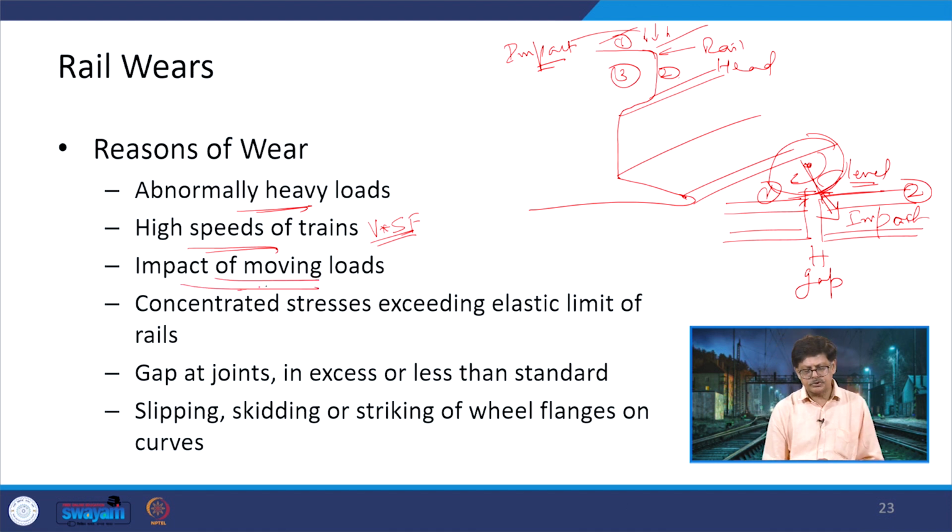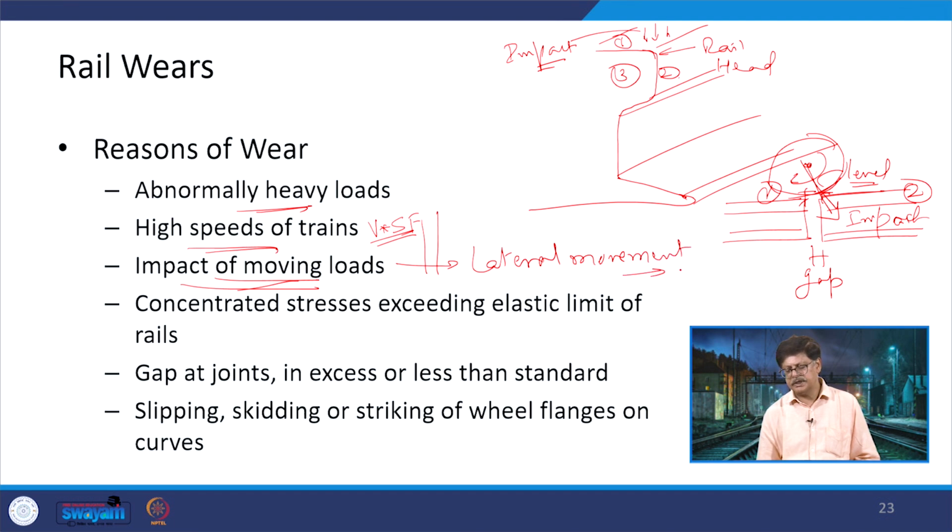Impact of the moving loads. So, this we have combined with the discussion with the high speeds. The moving loads we can also talk in terms of the lateral movement, and this lateral movement will be causing wear at the rail head side.